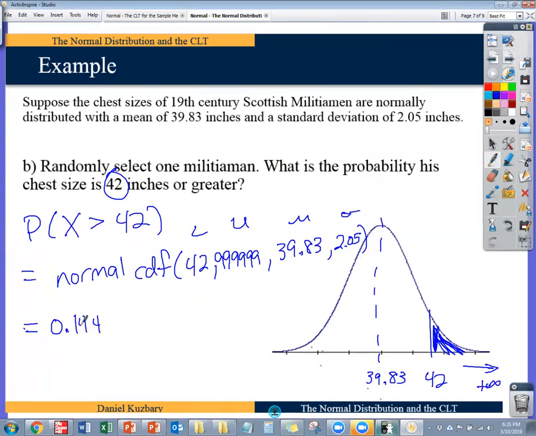I'm sorry, that should be a 4. 1449. And that represents this area right here. So you can see that it's a lot quicker to use your calculator, and it's one of the reasons we're using these calculators.